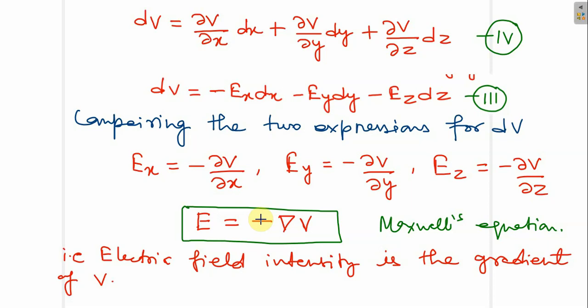So with this, the first unit is over, and from the next class we will discuss the second unit.